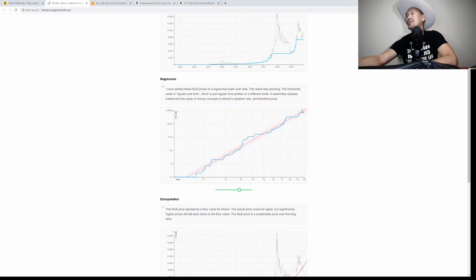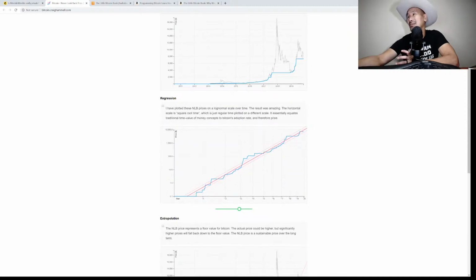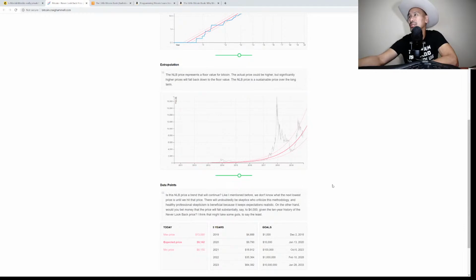Now, we haven't quite gotten to the $10,000 never look back price. I think currently the never look back price is like 7,200. I think it's a little bit lower than that, like 6,500, because we hit a low. But the fact that it maps so well linearly according to this regression was very interesting to me.